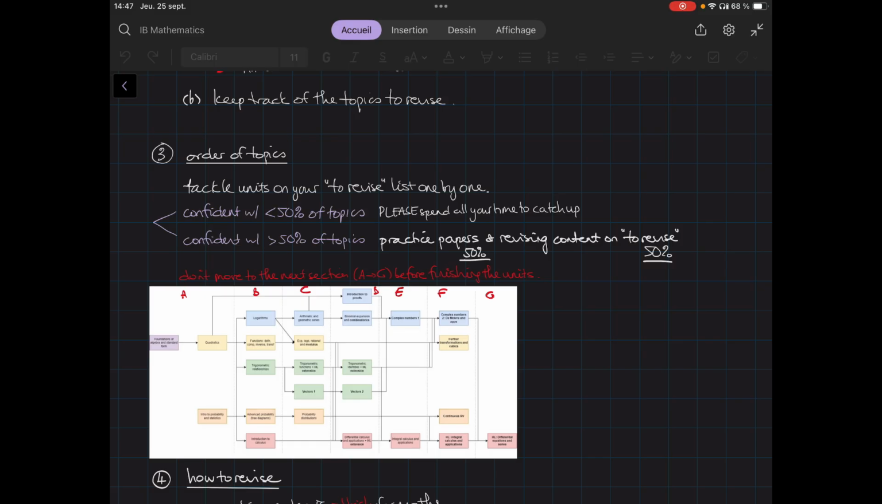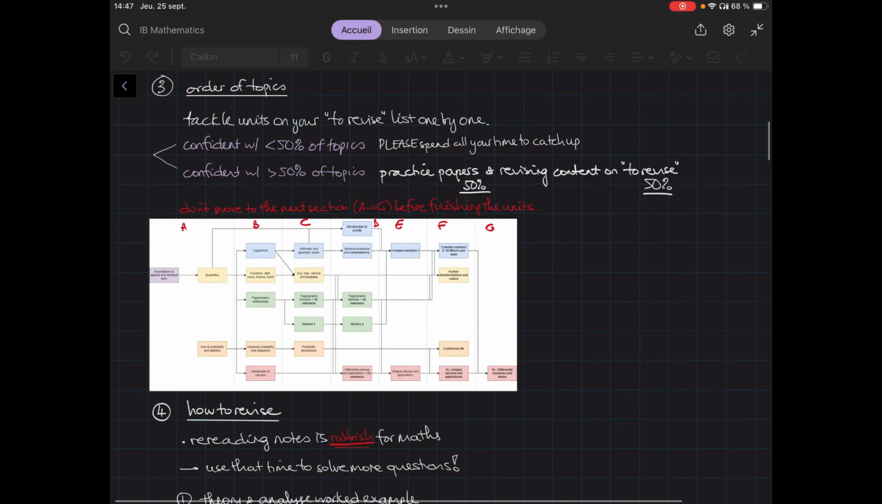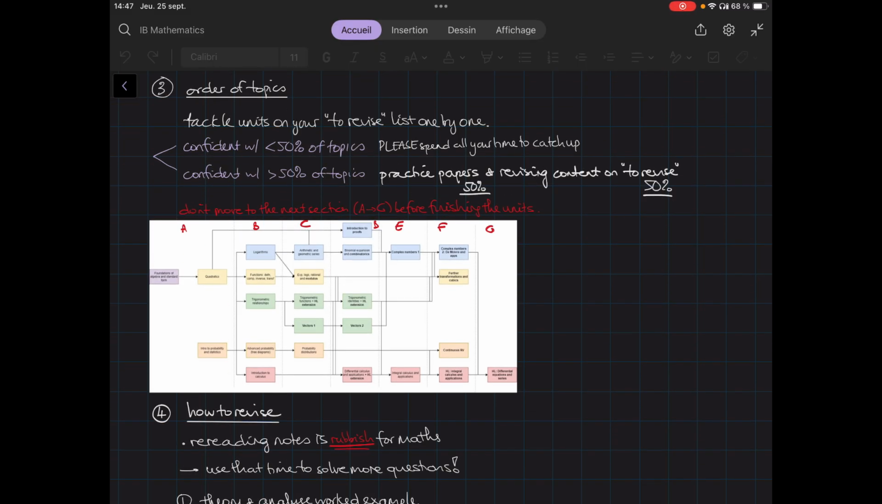Now we'll talk about the order in which you cover those topics. If you're confident with less than 50% of topics, please spend all of your time to catch up. There is a lot of content, especially if you're in HL. If you're confident with more than half of the topics, I would highly recommend splitting the time between practice papers and revising content on your to-revise list.